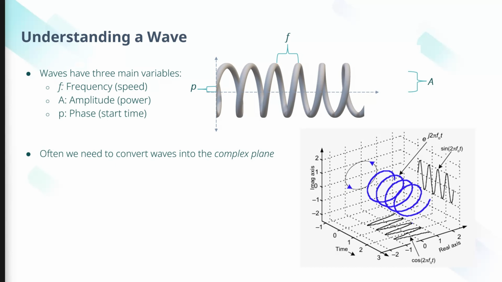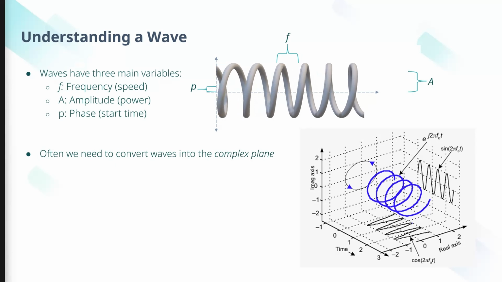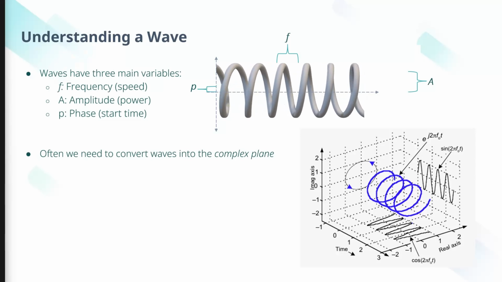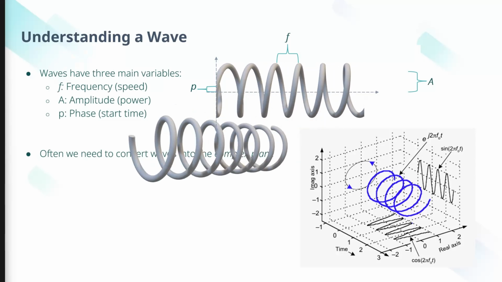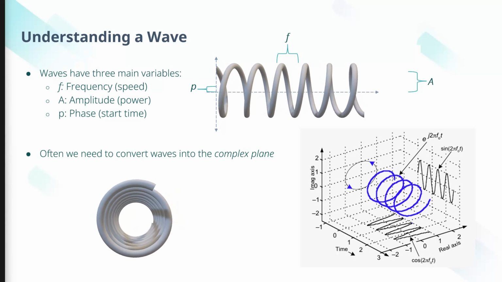A good way of thinking of this is, instead of imagining our wave in 2D space, let's imagine a spring. And just like a spring, we still have a frequency, we still have an amplitude, and we still have a phase. You can see how as the spring moves, we still have this kind of undulating valleys and hills after each other. But what we can do now that we have this spring visualization is look at it head on.